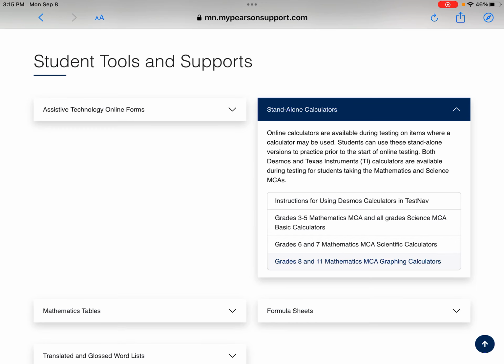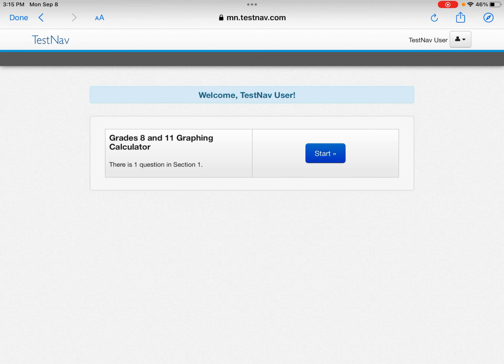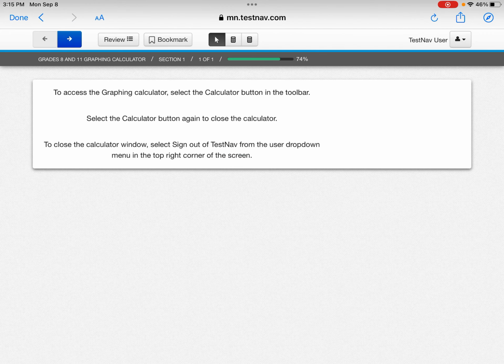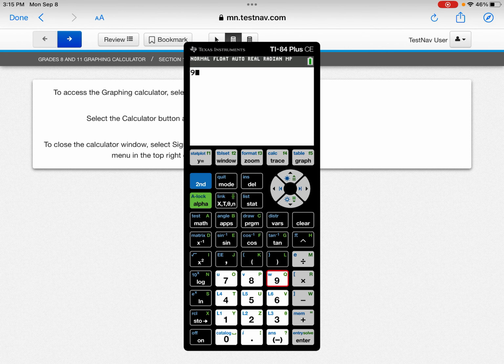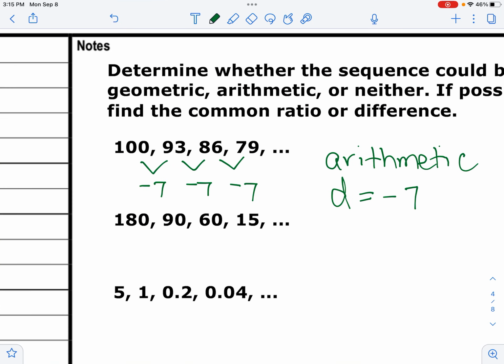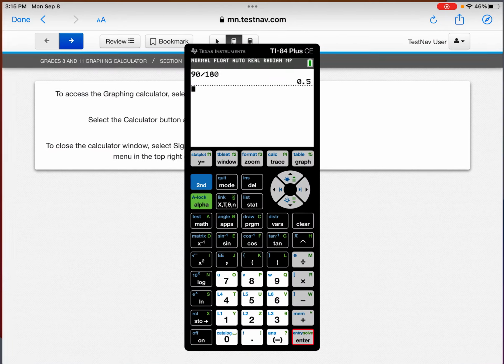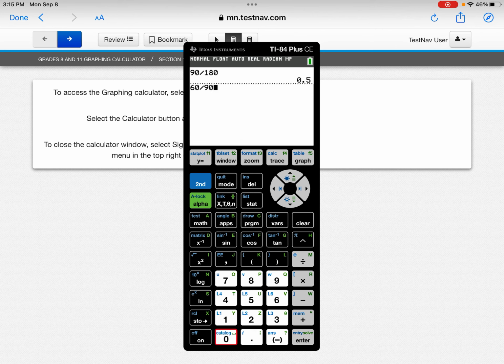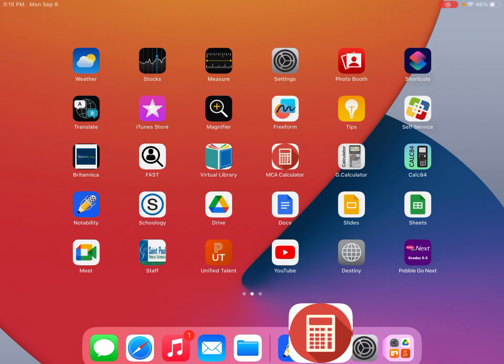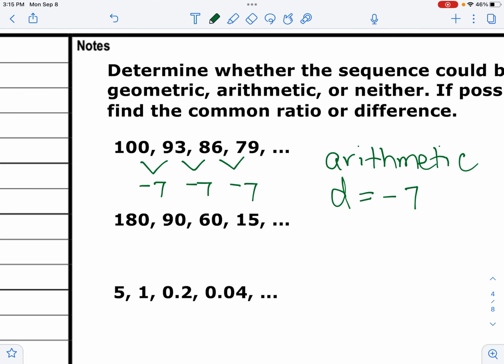Okay. Go to my calculator here. All right, so I go 90 divided by 180, I get a half. Okay, so then the next one was 60 and 90. All right, so I'm going to try that. 60 divided by 90, not the same. It's 0.6 repeating. So we're not multiplying by the same number. So this is not arithmetic. It's not geometric. This one is neither.